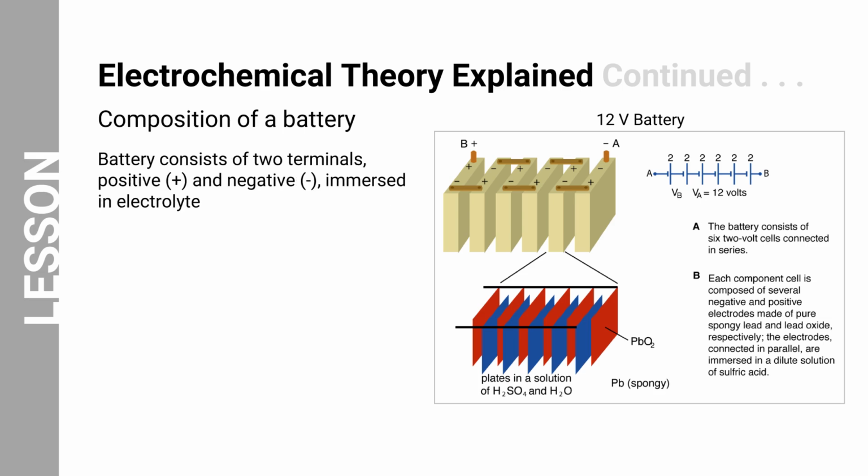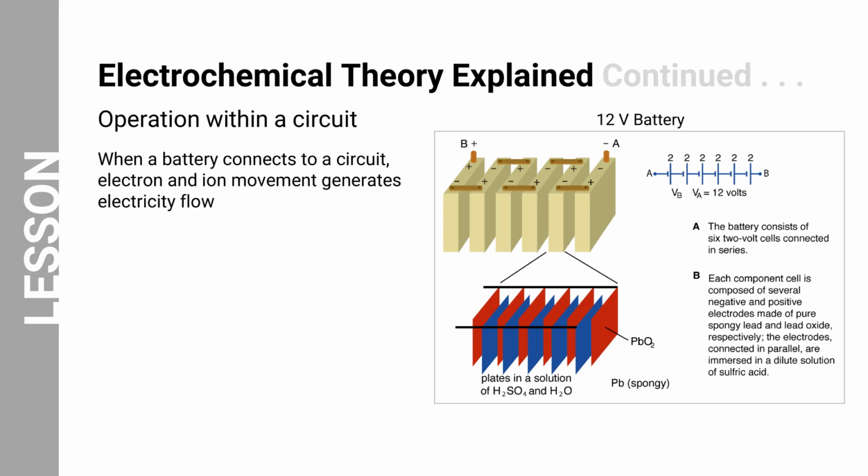Composition of a battery. A battery comprises 2 terminals, commonly referred to as the positive and negative terminals. These terminals are made of dissimilar metals and immersed in an electrolyte chemical solution. The electrolyte serves as a medium for ions to move between the terminals.